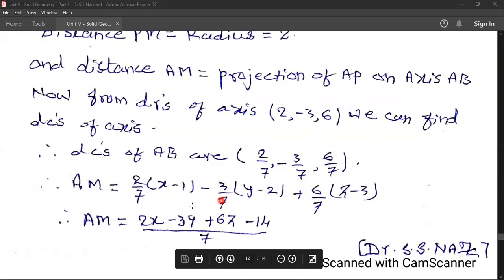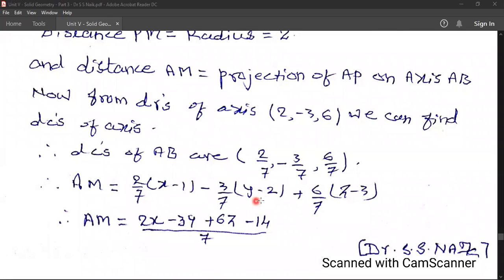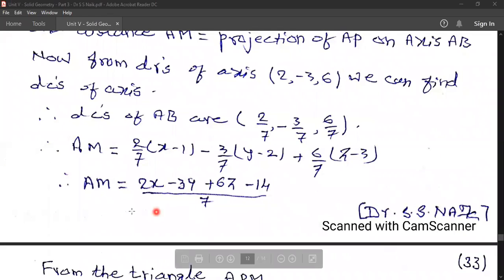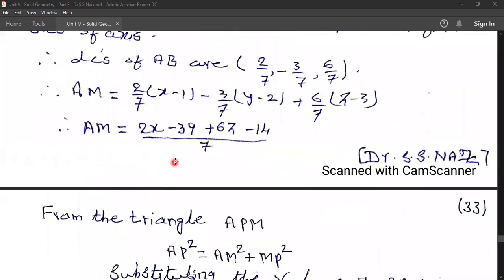The product of these and x minus 1, the product of minus 3 upon 7 and y minus 2, plus 6 upon 7 and z minus 3. So therefore AM is equal to, when you simplify, this becomes 2x minus 3y plus 6z minus 14 upon 7. So this becomes the value of AM.